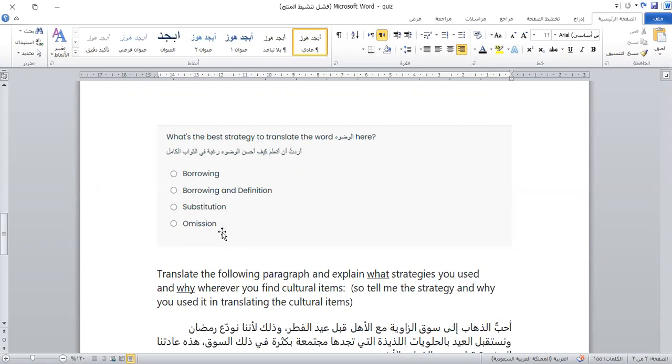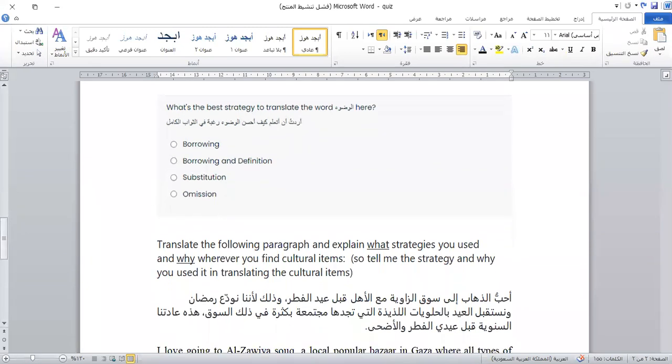They might know futur. Futur is common. Ramadan is common. Al-Eid is common because it's an international thing and due to globalization, people know these things. But if it's something subtle, something that is not one of the famous things about the deen or about a particular culture, that's where you need to define and borrow.